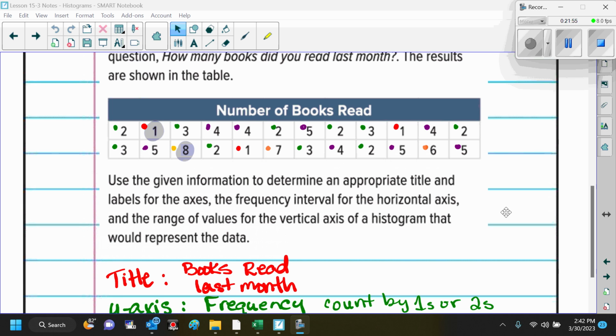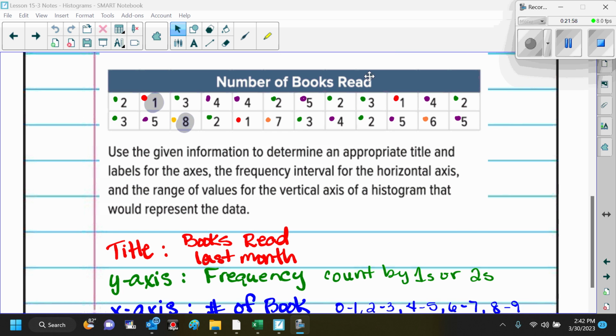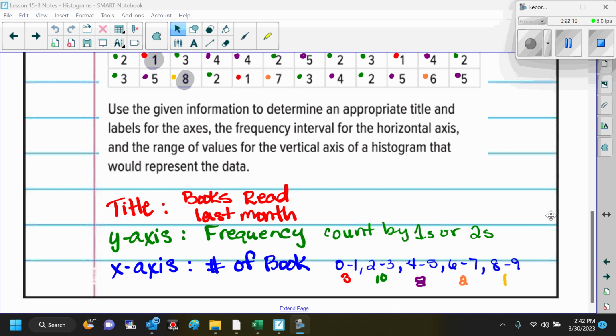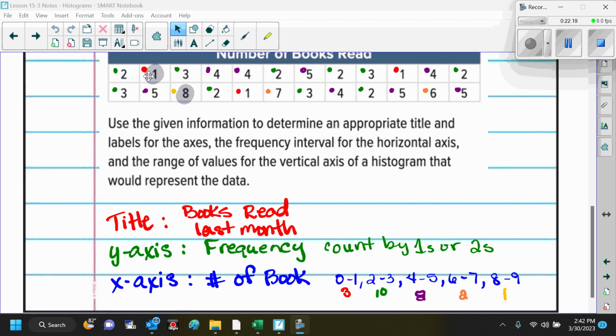Okay, so here the title would be books read last month. On the y-axis, remember we said frequency is always your label on the y-axis. And then on the x-axis, which is the intervals, we looked to see what the lowest number and the highest numbers were. The lowest number was 1, the highest number is 8. So we counted by twos. So we have intervals of 2 numbers in each interval. So 0, 1, then 2, 3, 4, 5, 6, 7, and 8, and 9. Okay?